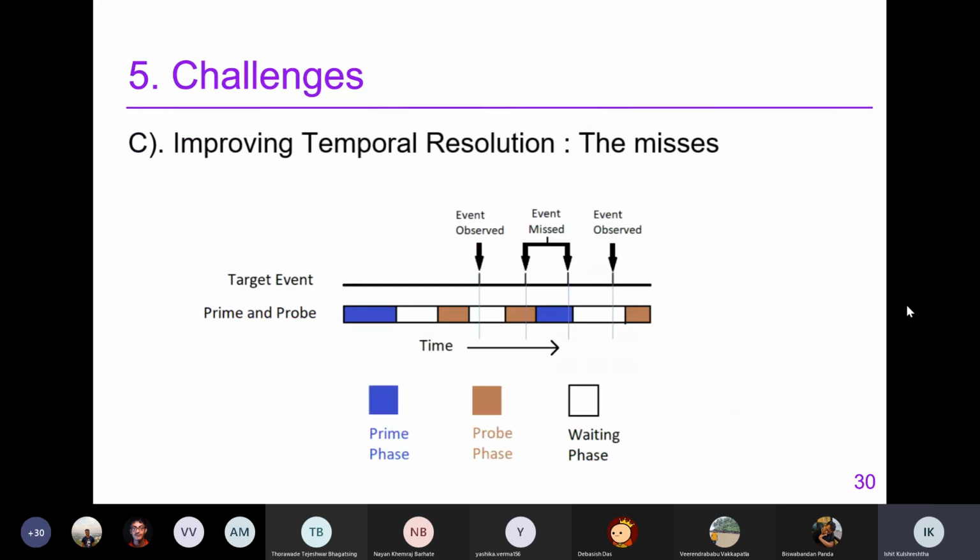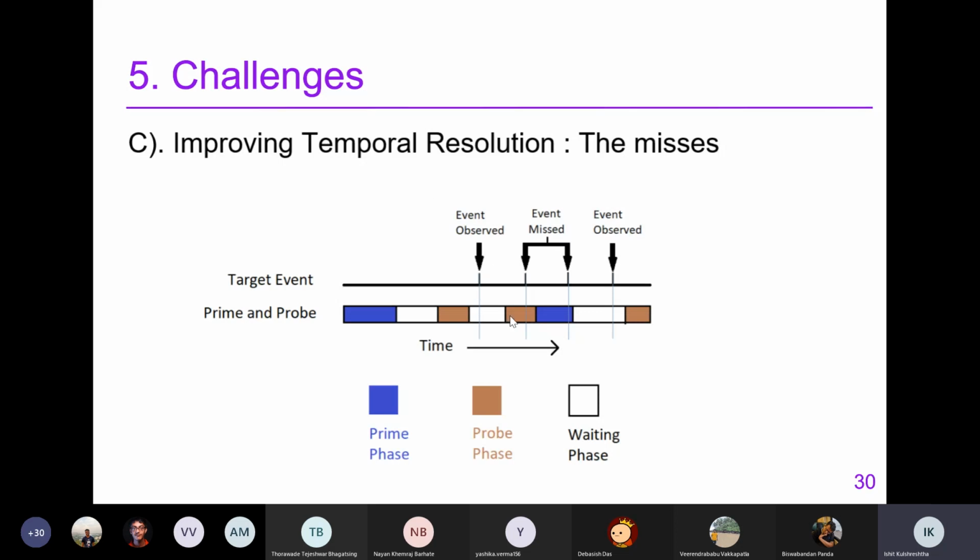Now, third is improving the temporal resolution. In this figure that you see, it starts initially with the prime phase, the blue one. And then we wait for some time, called a window. Then we do the brown phase, called the probe phase. But we do not detect anything because obviously no event has occurred. And in the next waiting phase, the victim accesses the cache. So that is the first event that we observe.